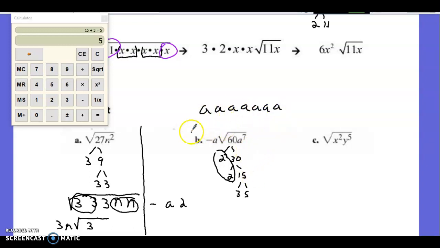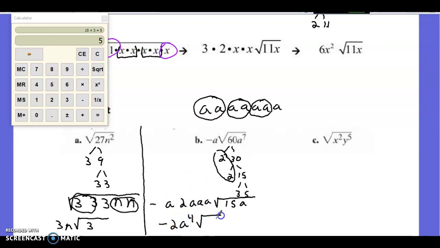So the question is, how many of these are actually going to come out? We'll look for pairs. Here's one pair, two pairs, three pairs. So I have three a's that are going to come out of that. And then what remains is going to be the 3 times 5, which is 15, and then that one a left over. So when I rewrite this, I'm going to have that negative stay in there. So I have a negative, and I'll put the 2 right there. Then I have 1, 2, 3, 4 a's. So a to the 4th, and then square root, and then whatever was left over was that 15a. So that would be the final answer for that one.